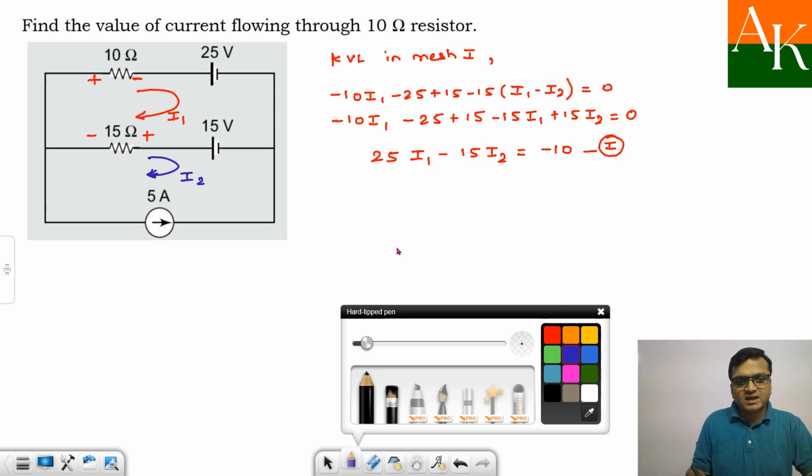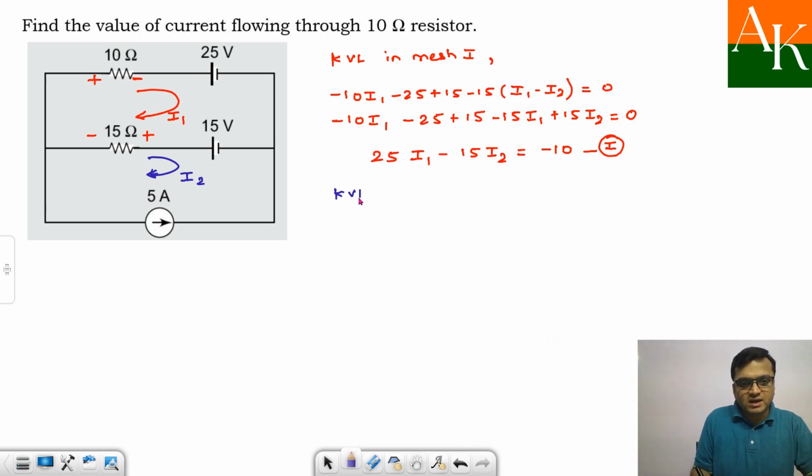Now we have to apply KVL in mesh 2. So KVL, oh, before that, can you apply KVL in mesh 2? No, because it contains a current source over here. So you can write from mesh 2.